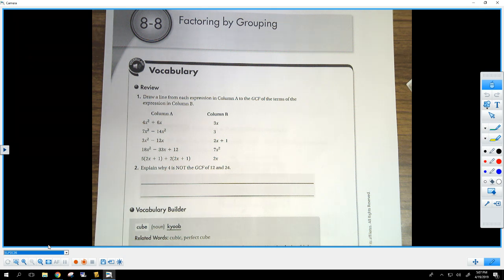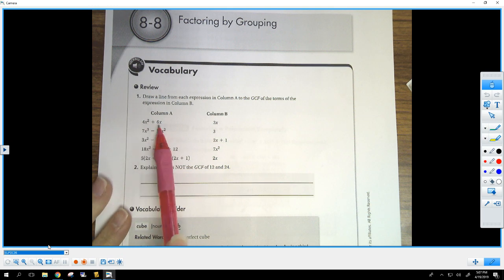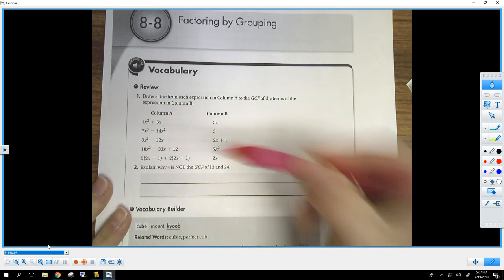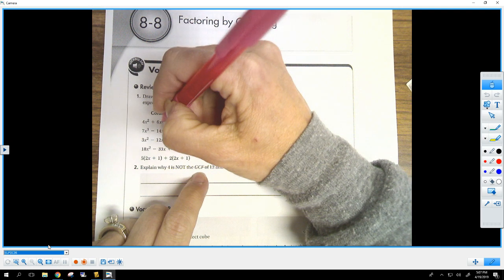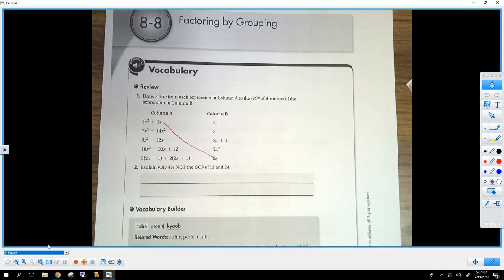So my first expression is 4x squared plus 6x. What is my greatest common factor of 4 and 6? That's 2. And I can take 1x out because this only has 1x. So I see 2x here, and I'm simply going to draw a line connecting those two.